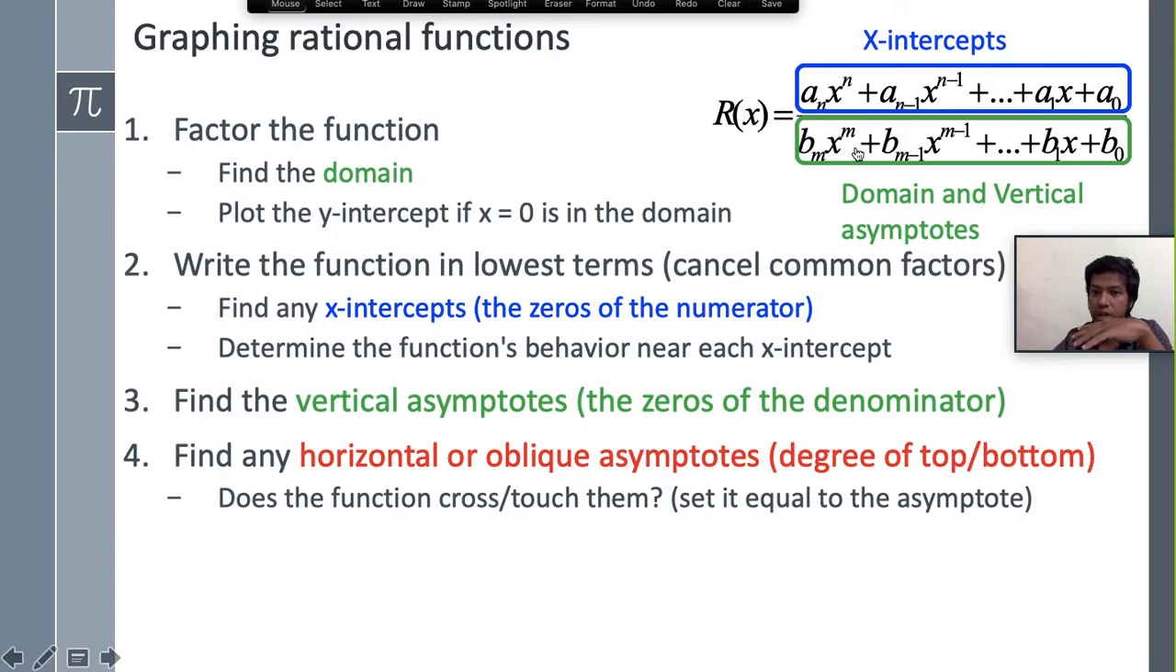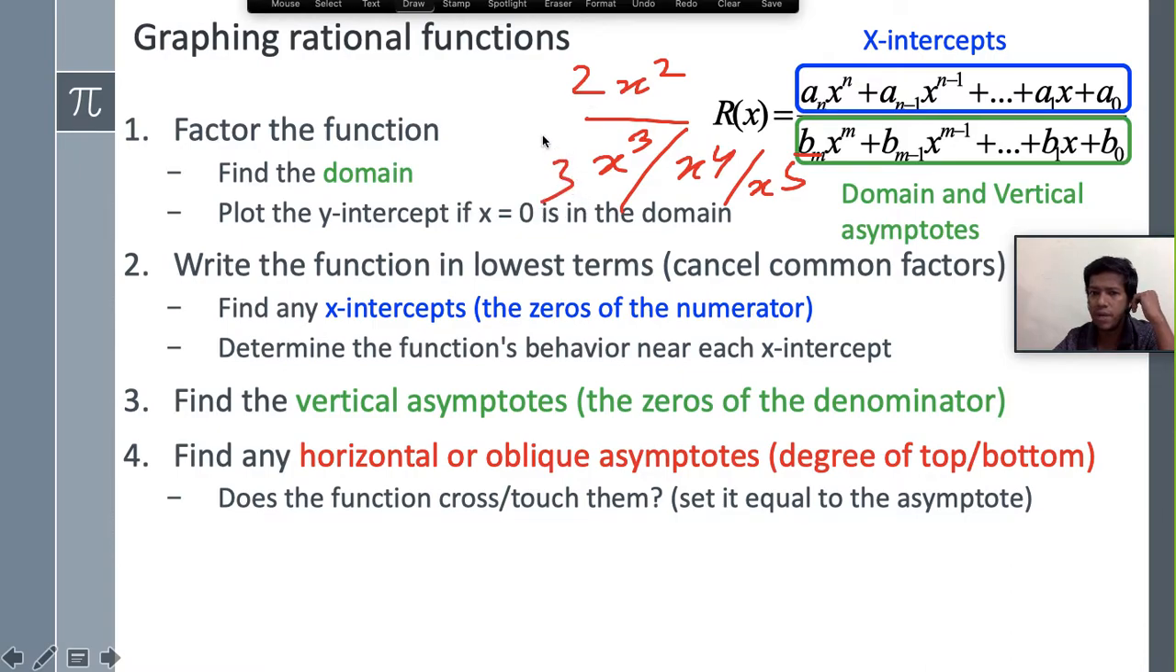If the degree downside is more, like x square divided by x cube, or x to the power 4, or x to the power 5, it doesn't matter. Whatever number you see here, it is always y equal to 0 if the degree is more down here. This is case 1.